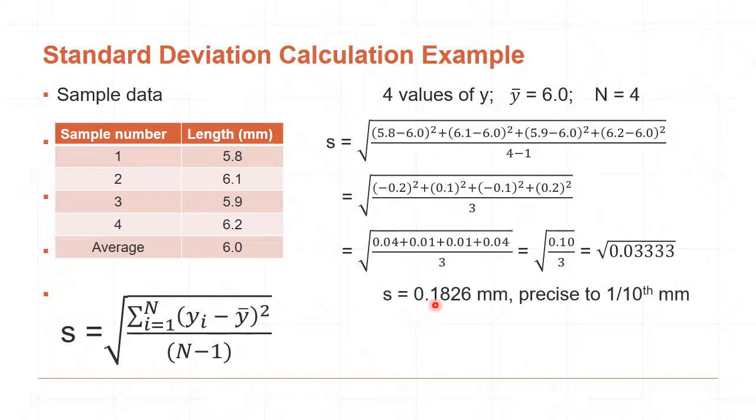So that means the last decimal place I can keep is here. The next one over is larger. So when I round my final answer, I have my standard deviation is 0.2 millimeters, rounded. My y bar is 6. So the way I would express my average is 6.0 plus or minus my standard deviation of 0.2 millimeters.